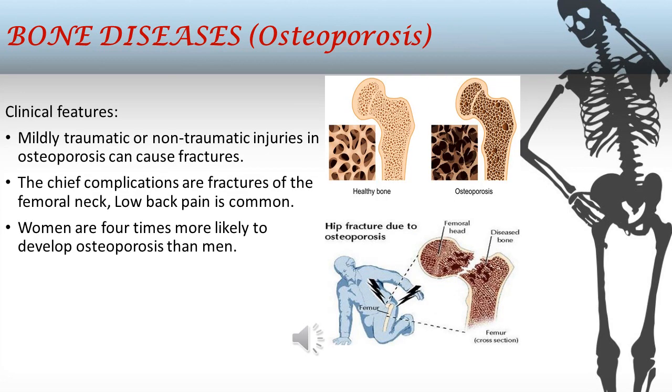Clinical features: mildly traumatic or non-traumatic injuries in osteoporosis can cause fracture. The chief complications are fractures of the femoral neck, distal radius or humerus, or the vertebral bodies. Low back pain is common. Women are 4 times more likely to develop osteoporosis than men.